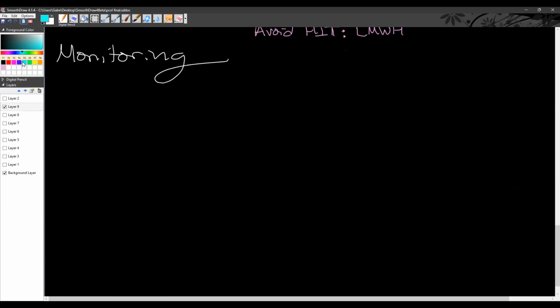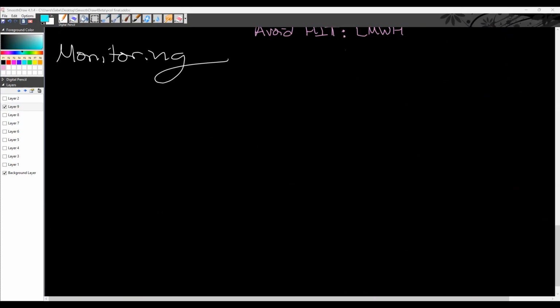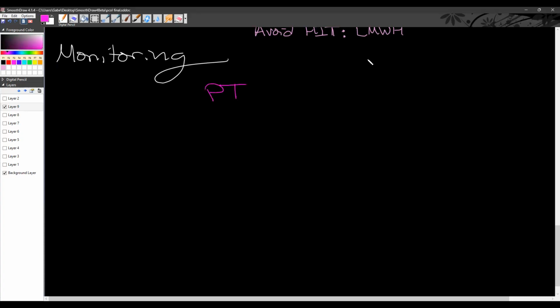All right, let's talk through monitoring real quick. Did he talk about monitoring like PT and PTT and INR and all that kind of stuff? Kind of? Okay. When we talk through monitoring, the biggest thing is we're talking about three different values. We're either talking about PT, which is prothrombin time, PTT, which is partial thromboplastin time, or INR.